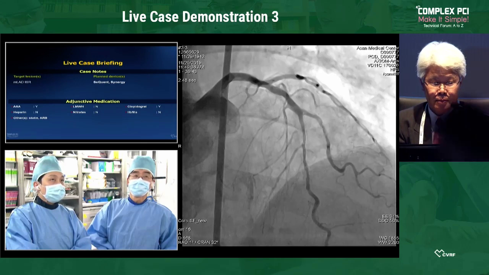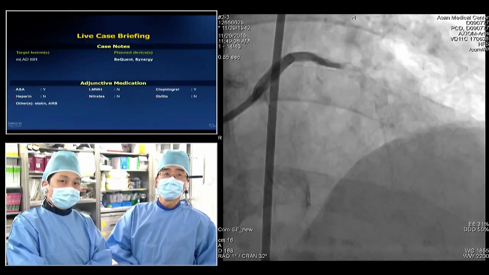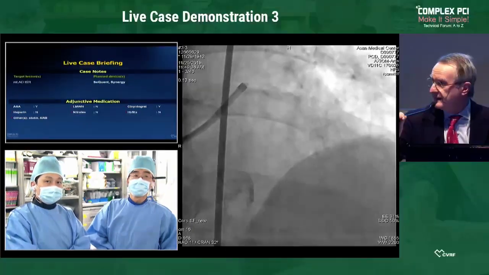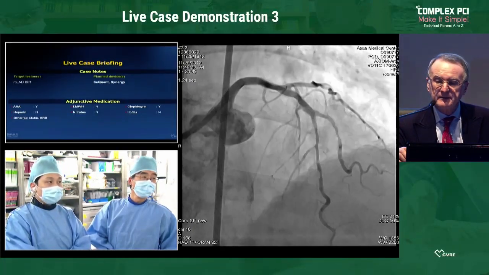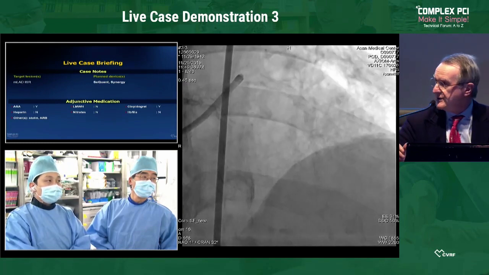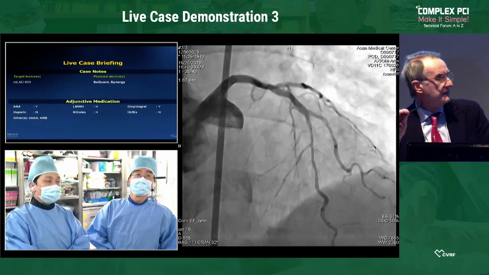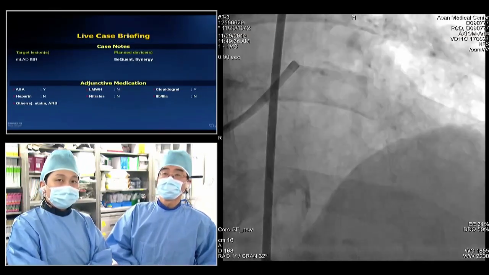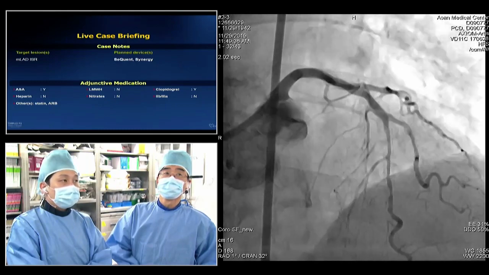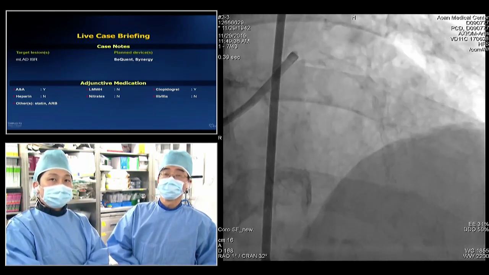But I think we can see quite well that the stent looks well expanded. So I believe the mechanism is mainly hyperplasia, because the stent looks really well expanded. Yes, but in in-stent stenosis there is sometimes a lot of calcium, and at that time it might be very difficult to treat.